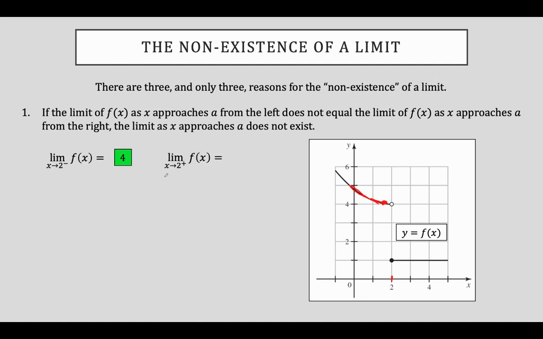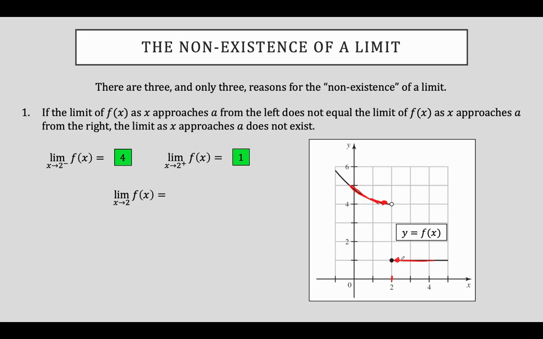Well, what about the limit as x approaches 2 from the right, as denoted by this little plus sign? As I'm traveling along my curve and my x values are getting closer and closer to 2 from the right side of 2, what are the y values? The y values are actually always equal to 1. Therefore, the limit as x approaches 2 from the right is equal to 1.